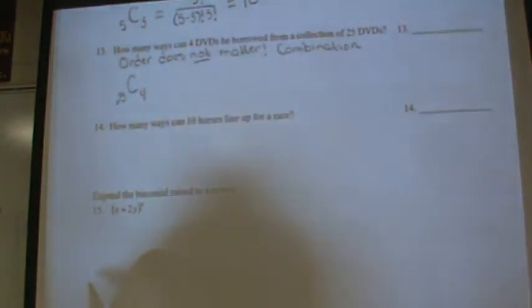So using the C notation, we have 25 DVDs, we're choosing 4. So our fraction is going to be 25 factorial over 25 minus 4 factorial times 4 factorial. So this equals, when you punch that into your calculator, 12,650.